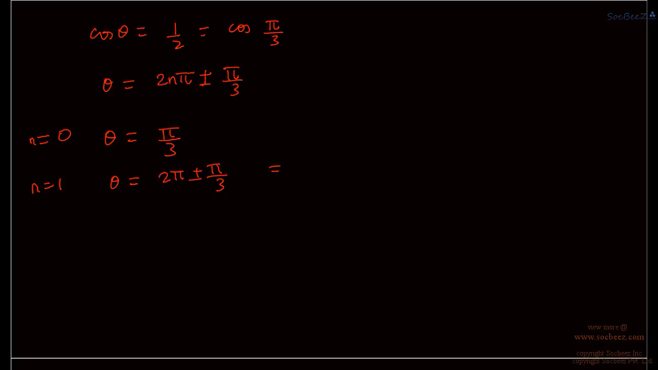That is 2 pi minus pi by 3. We should write in the ascending order. So that gives us 2 pi minus pi by 3, which is 5 pi by 3. The next one is 7 pi by 3.